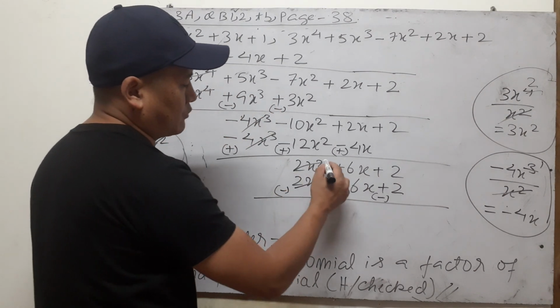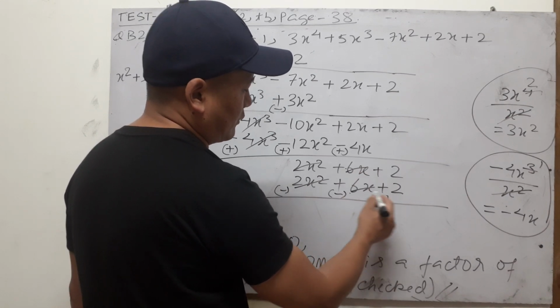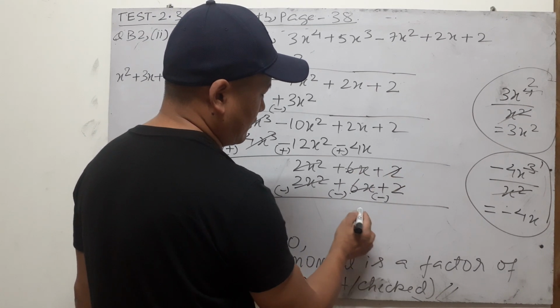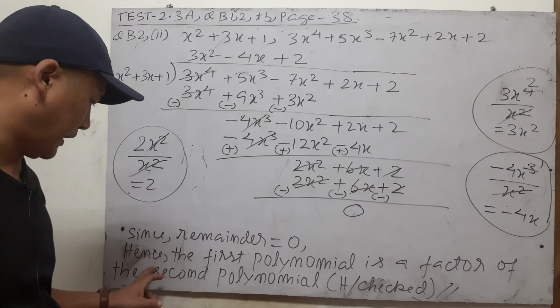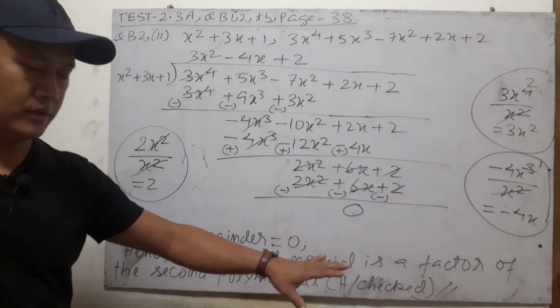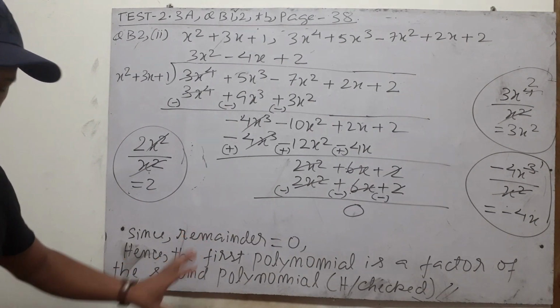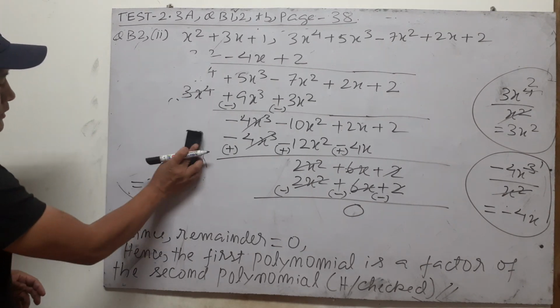Minus 2x squared plus 2x squared is 0, plus 6x minus 6x is 0, minus 2 plus 2 is 0, so the remainder is 0. So we write the same thing: since the remainder is 0, the first polynomial is a factor of the second polynomial, hence checked. Just write it down, this one. Okay, now let's go to the last one.